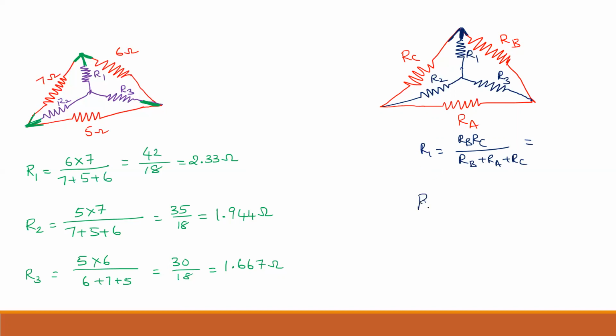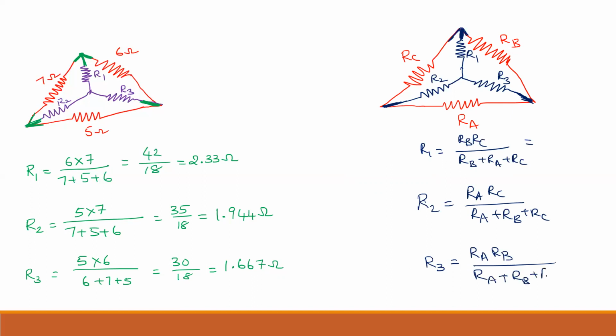Similarly, R2: you are in your home, you came outside and found two friends. Who are they? RA and RC. Directly you can write R2 equals RA into RC divided by RA plus RB plus RC. Similarly, R3: you came outside your home and found two friends, RA and RB. You can write R3 equals RA into RB divided by RA plus RB plus RC.